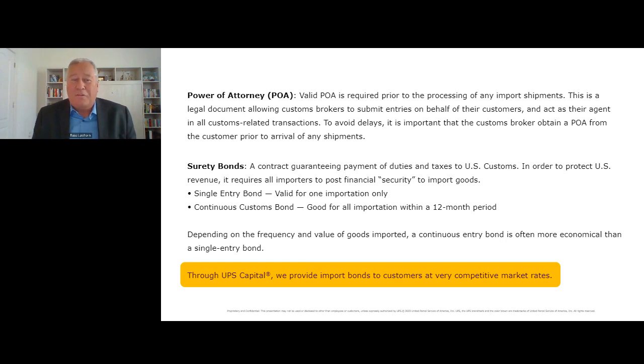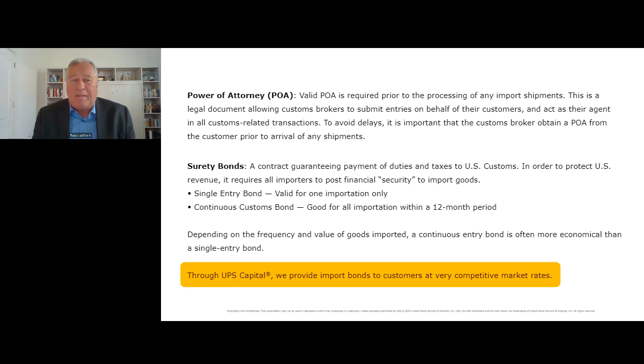Okay. And there are two types of bonds. One's a single entry bond, and that's valid for one importation only. So if you were going to start up importing and you said, well, I'm only going to import just a couple things, a single entry bond would maybe be the way to go for you economically, right? Just to give you a range of cost, a single entry bond is probably going to be in the neighborhood of $40 to $65, depending on the amount of coverage you have to have.